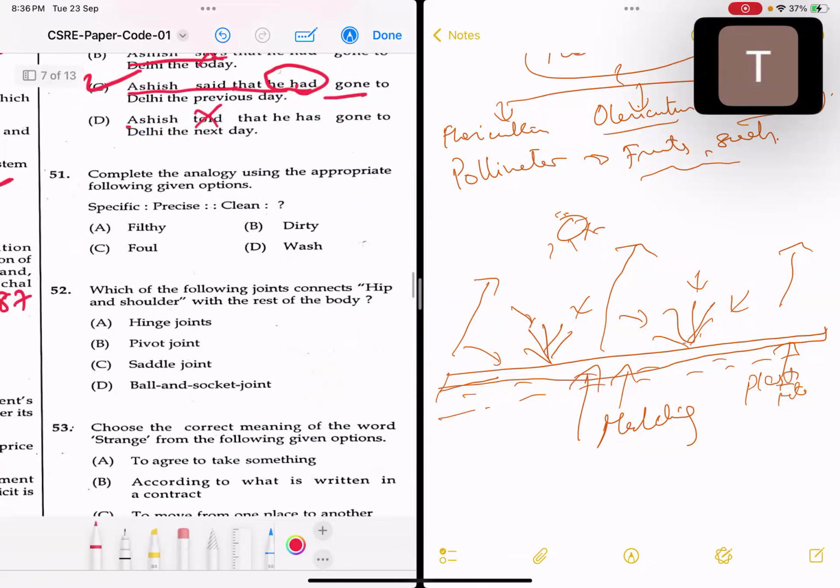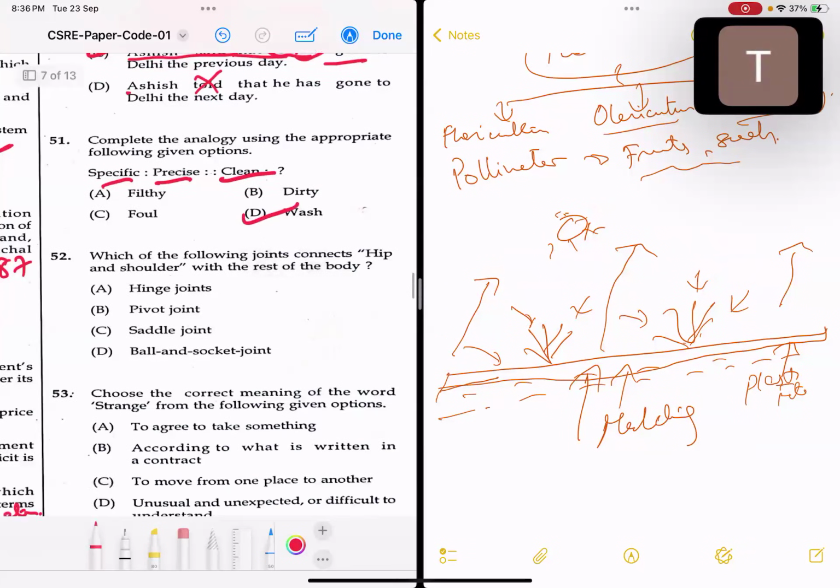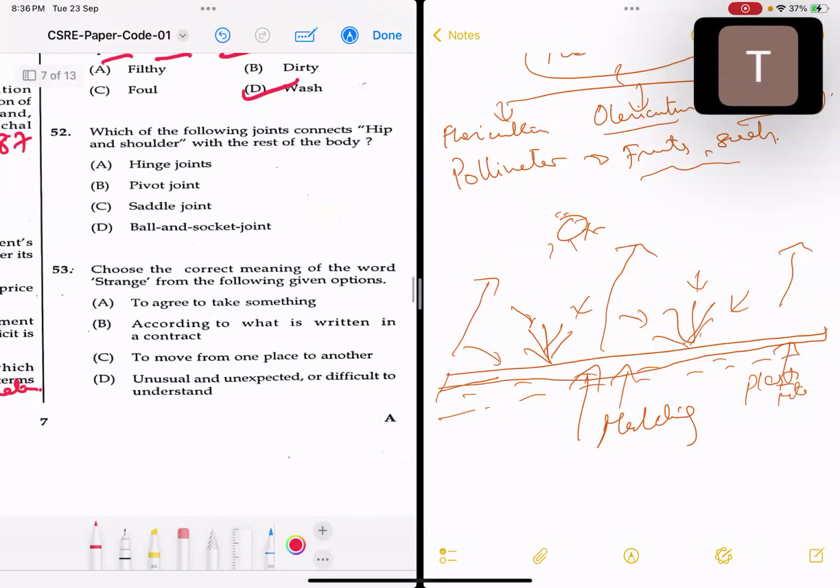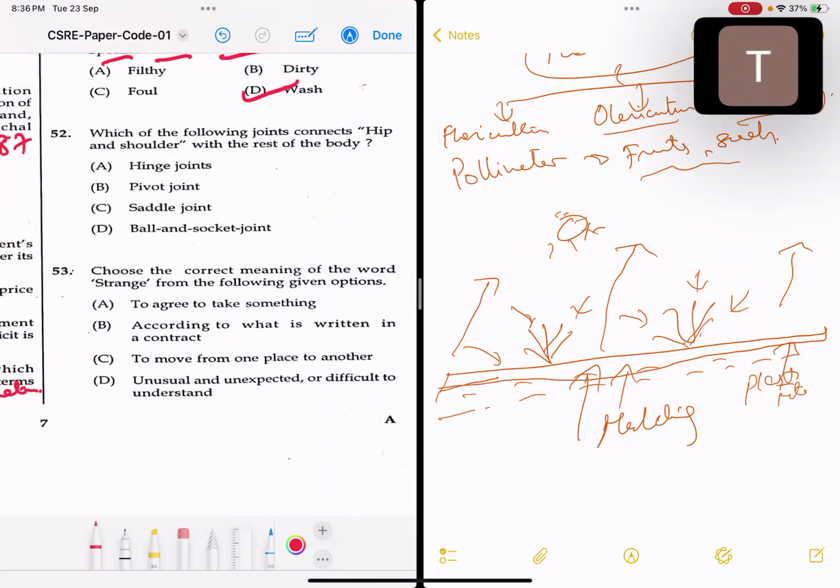Question number 51. Complete the analogy using the appropriate given option. Specific is precise, right? Almost synonymous. So clean should be wash, right? Question number 52. Which of the following joints connects hip and shoulder with the rest of the body? So it is ball and socket joint, okay? For those who are aware of it, you will know directly that it is ball and socket joint because it enables us to move our hands and our legs more freely in different directions, right?